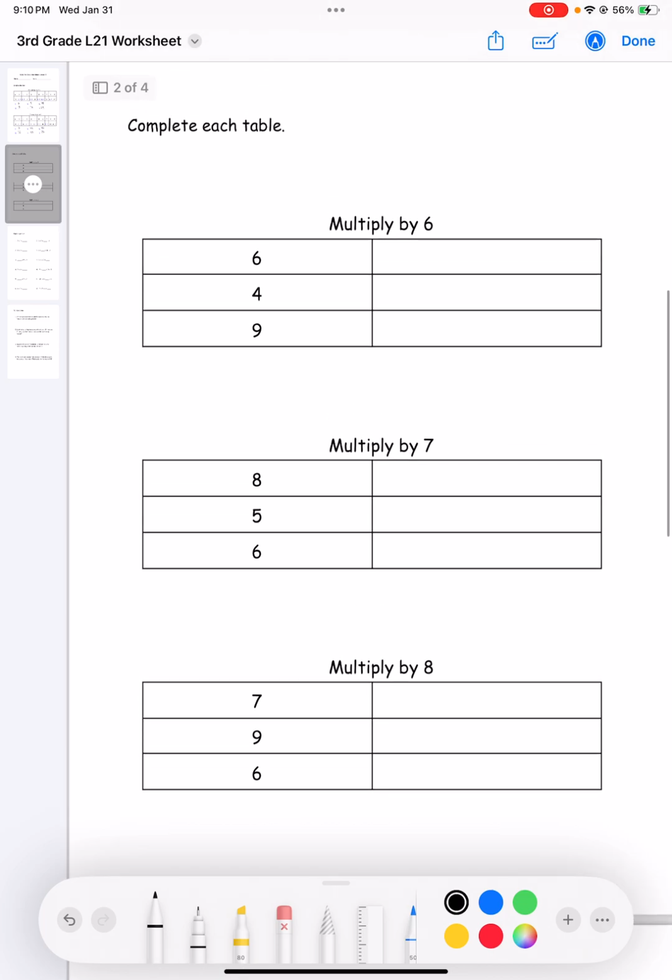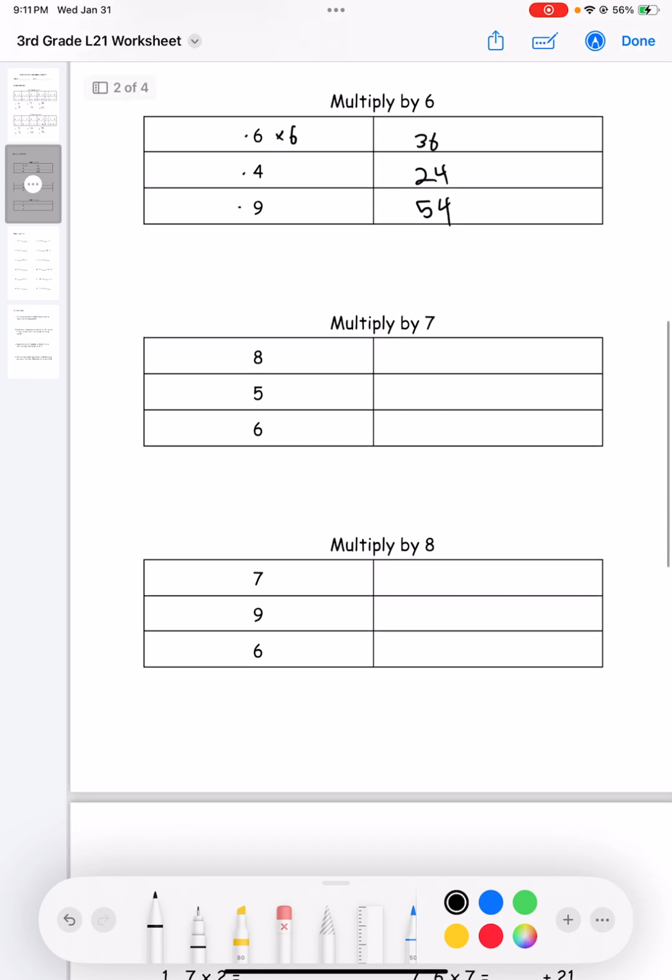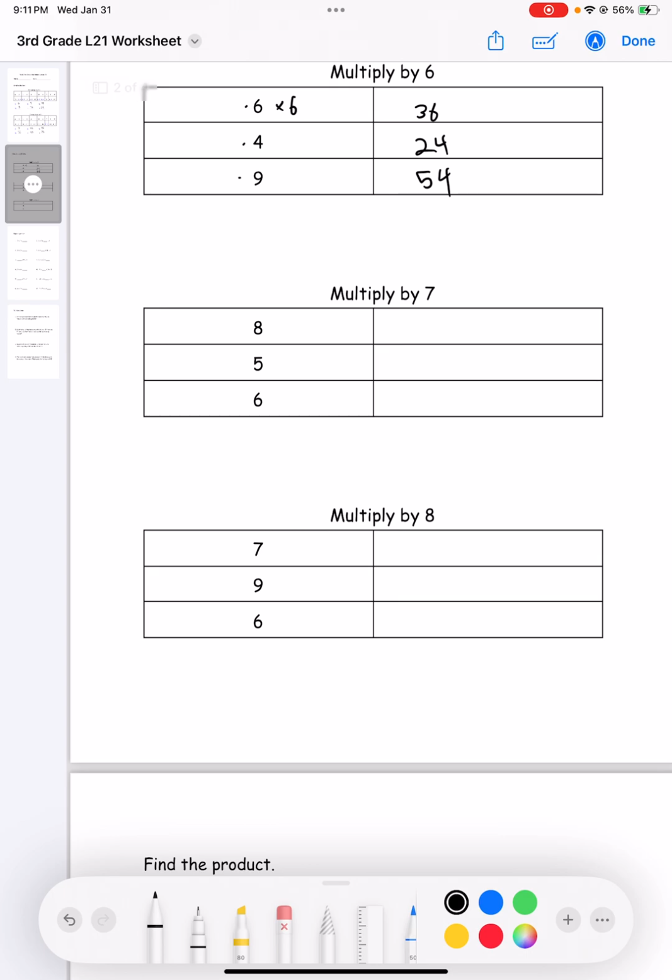Next, complete each table. So the first table is multiply by 6. So 6 times 6 is 36. We're going to multiply each of these numbers by 6. So 4 times 6 would be 24, and 9 times 6 would be 54. And then we have multiplied by 7, so 8 times 7, which is 56. And then 5 times 7, which is 35. And then 6 times 7, which is 42.